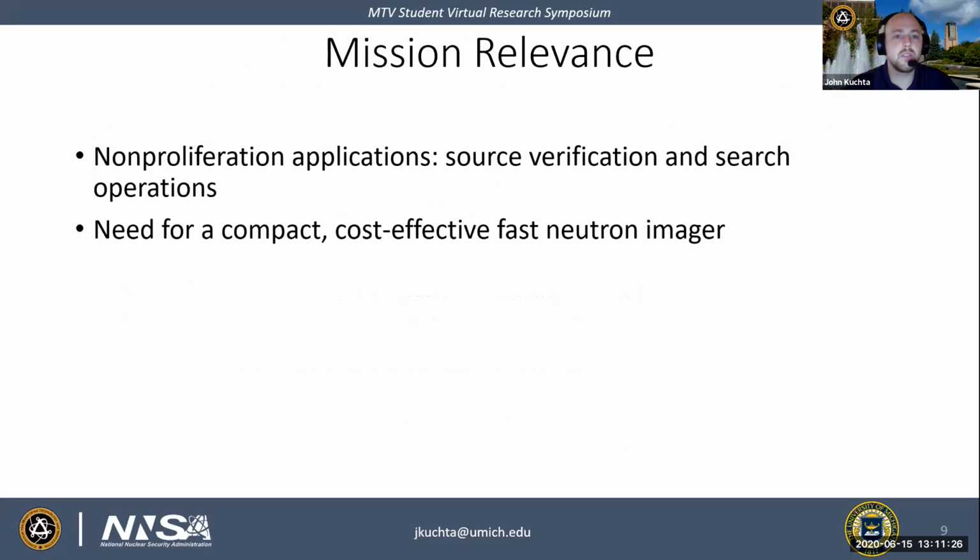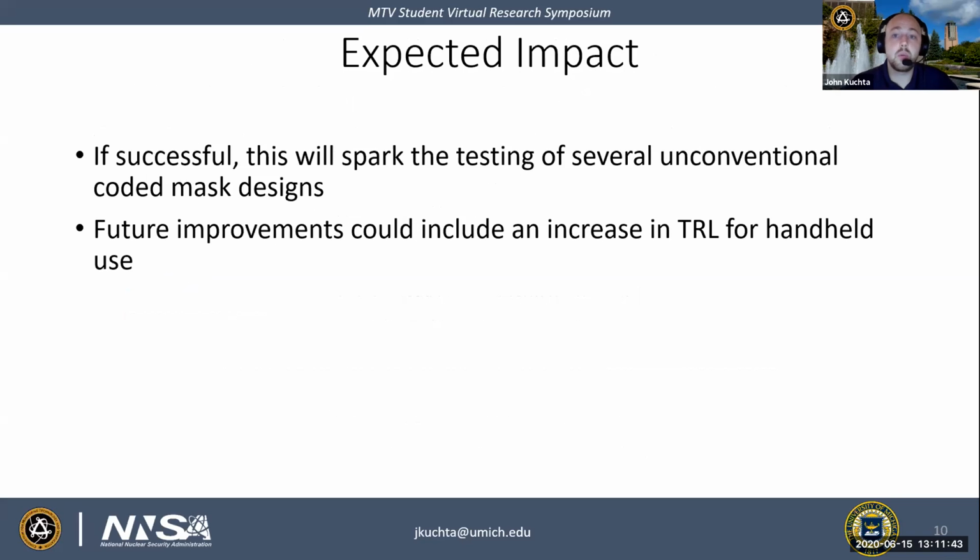So overall, this is very good for non-proliferation efforts, especially in source verification and search operations once the system's actually built. And it's also great because having a compact, cost-effective fast neutron imager is very desirable. And if this is successful, then we'll be able to test several unconventional encoded mask designs, including ones beyond just the 3 I mentioned. Also hopefully coming into different neutron optimizations instead of just the single variable density mask. And also we can hopefully increase the technological readiness level of this, so we can actually have a physical handheld system that can be used instead of just one that's placed on a table to test different designs like we currently have.